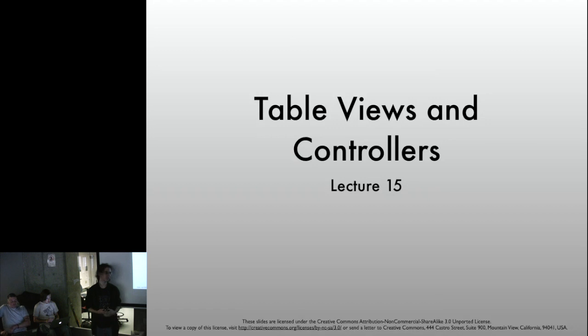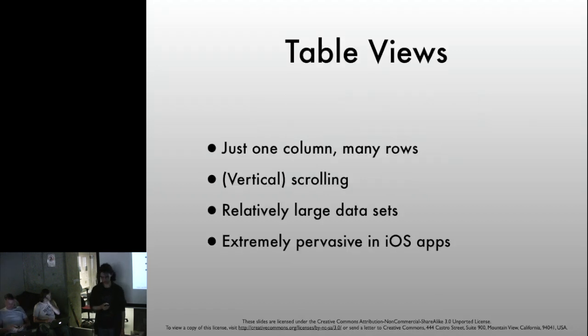Today we're going to go into detail about table views, table controllers, and that sort of thing. A table view is a vertical table, single column. You can have a whole bunch of rows and a whole bunch of sections. They're very common. Can anybody here think of an app that doesn't have them somewhere? Pretty much every iOS app you see has a table view or something that looks like a table view in it somewhere. They're basically universal.